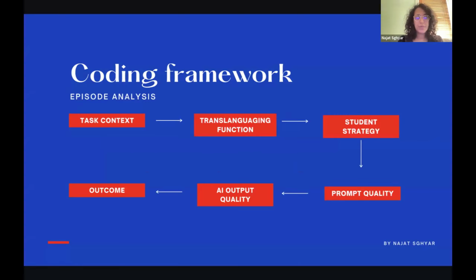And later, each episode was analyzed through task context and then the translanguaging function, the student strategy, if the prompt was of quality or not, what the AI output was, and finally the outcome. Did it help the student complete the task?